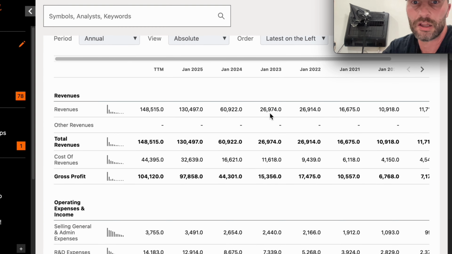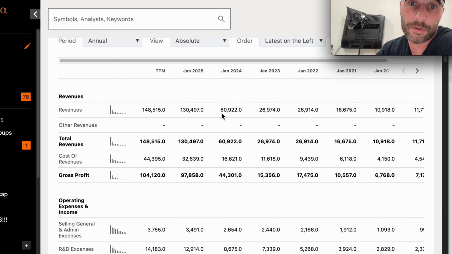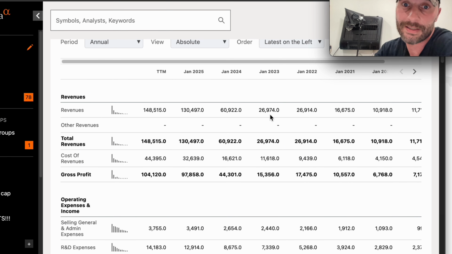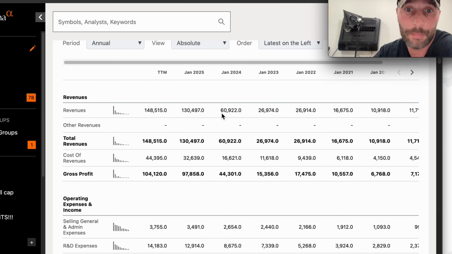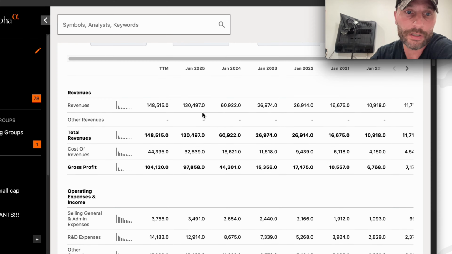So you can see they literally doubled. That's 100%, right? That's over 100% growth right there, guys. 26 billion to 60 billion. So that's how you break this down, guys. That's how you look at this.